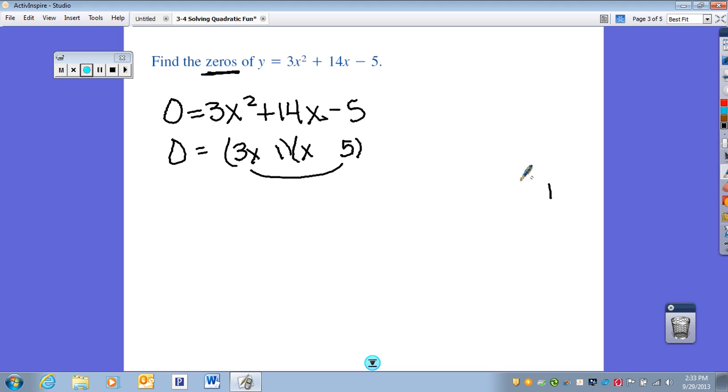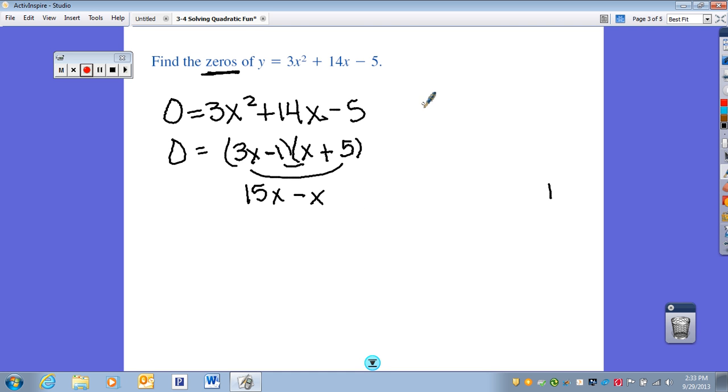which gives me 15x, and the 1 times the x, which gives me 1x. And I can use these two in combination to give me my middle term, which is 14x. If I take 15x, making that positive, minus x, will give me 14x.